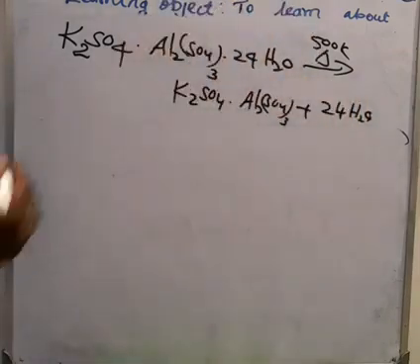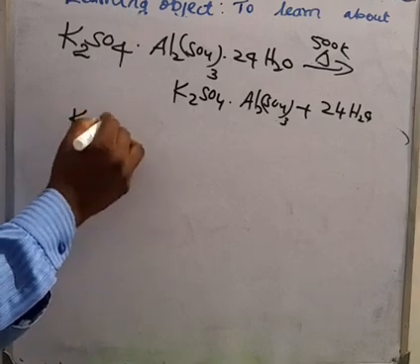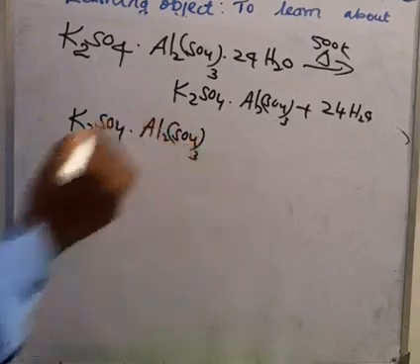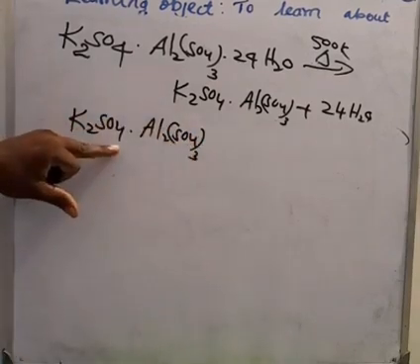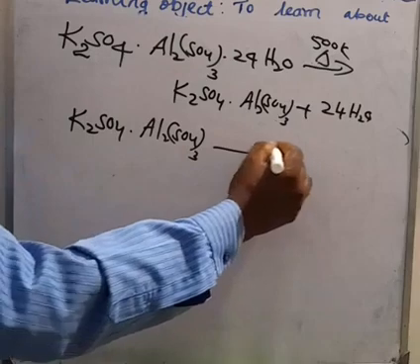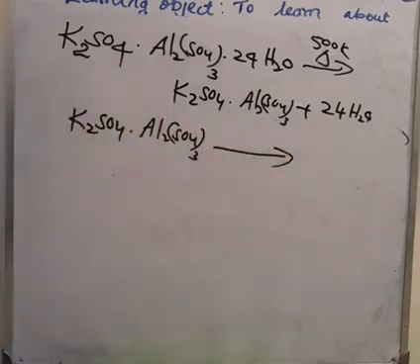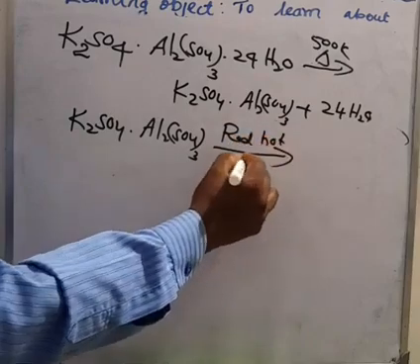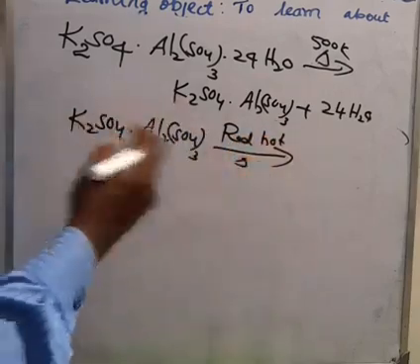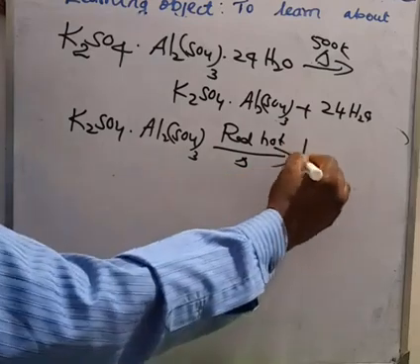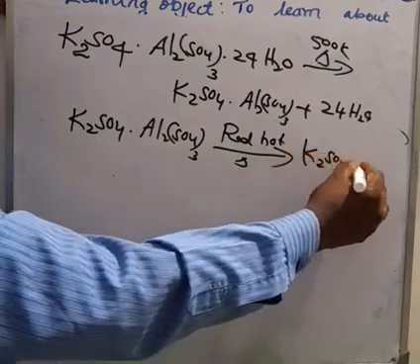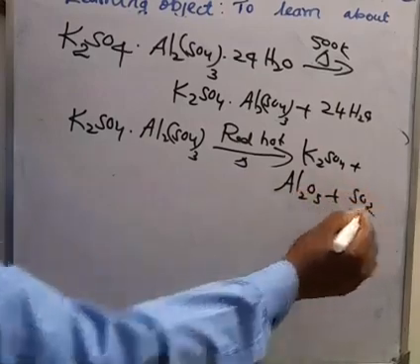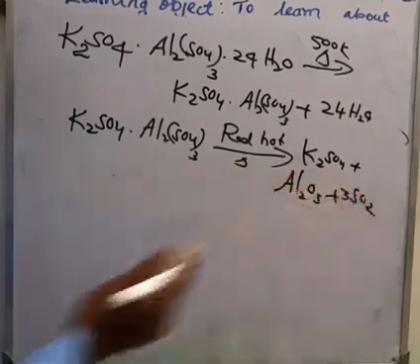Second, K2SO4 dot Al2(SO4)3, during red hot heat, we get K2SO4 plus alumina. What is the formula of alumina? Al2O3, and plus sulfur trioxide. What is the formula? SO3. How much sulfur is there? 3 sulfur here, so make it 3.